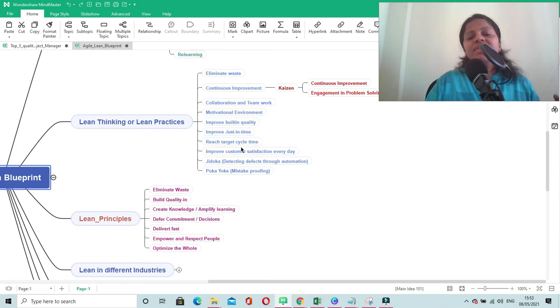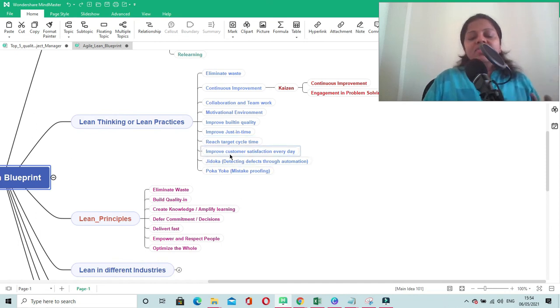The next practice can be reach target cycle time. Cycle time is basically, we can relate it to the iteration in XP or sprint in Scrum. So you have to understand how fast you will be able to come up with an increment of your product, or how fast you will be able to deliver value to the customer by presenting him with a small part of the product.